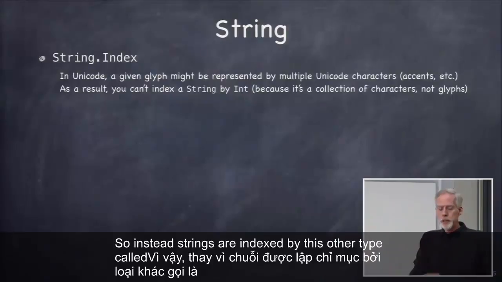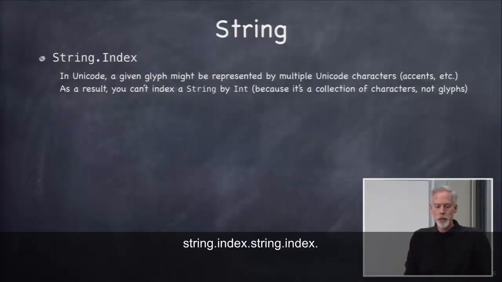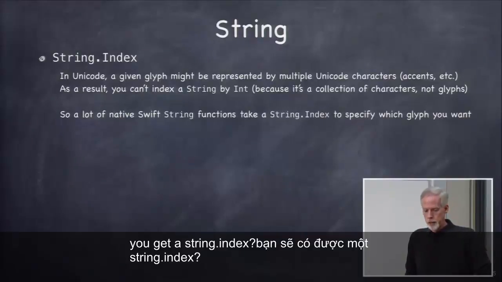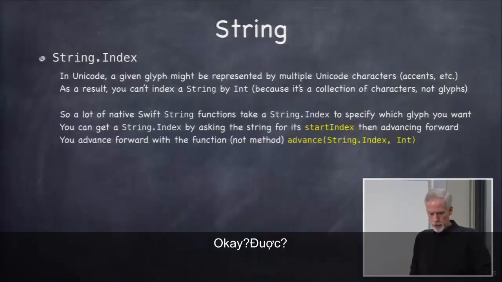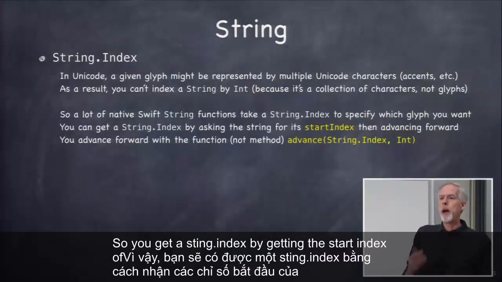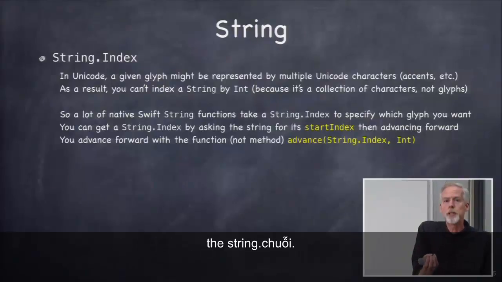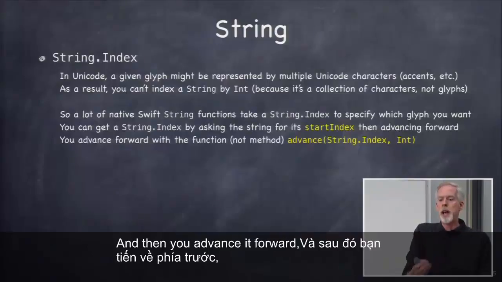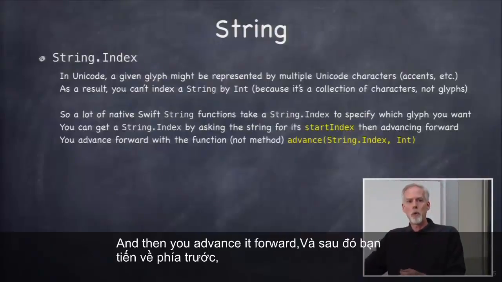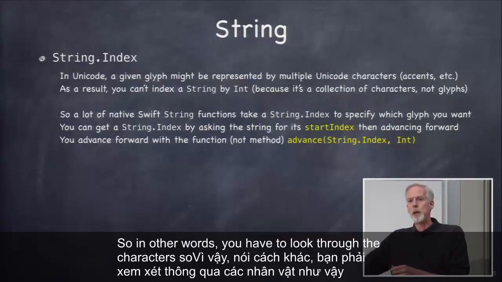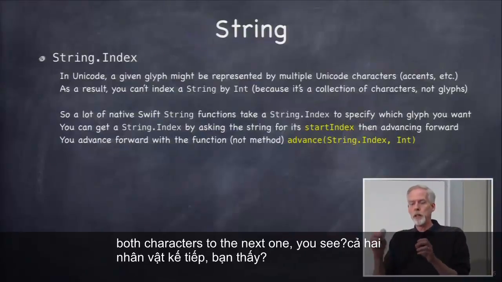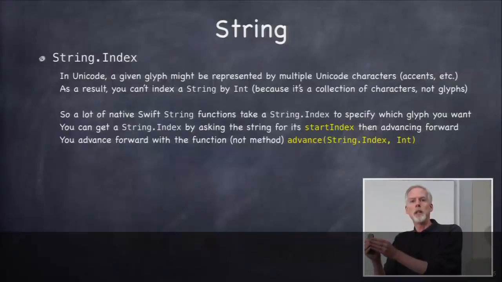So instead, strings are indexed by this other type called string.index. Okay, now how do you get a string.index? Well, you get a string.index by getting the start index of the string. That gives you a string.index that points to the first character of the string. And then you advance it forward however many times you want to go. In other words, you have to look through the characters so that it'll jump over E accent aigu, both characters, to the next one, you see?